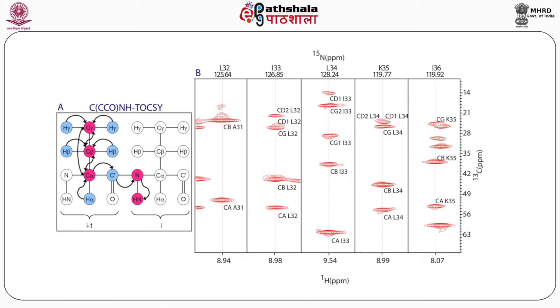For example, if we look at the strip of L34, this is taken at a nitrogen chemical shift of 128.24 and a proton chemical shift of 9.54. It shows the preceding Ca of I33, then on top you have C beta of I33, and then you have the Cg1 and Cg2, and also you see Cd1 of I33. So, that is how the carbon chemical shifts of the side chain are assigned.